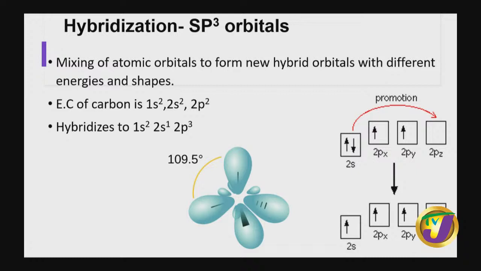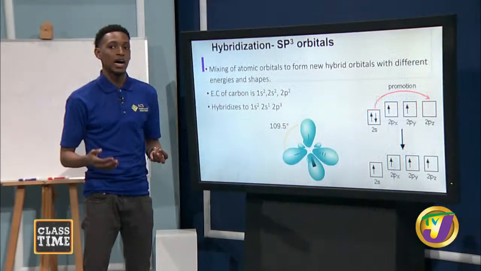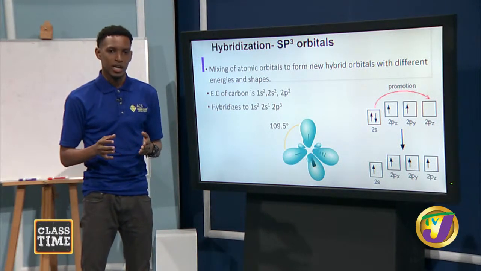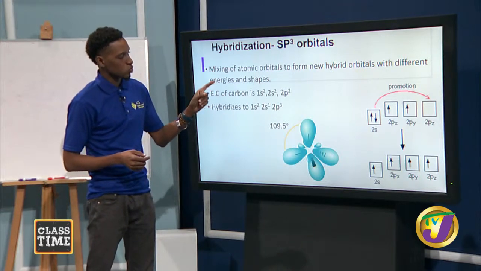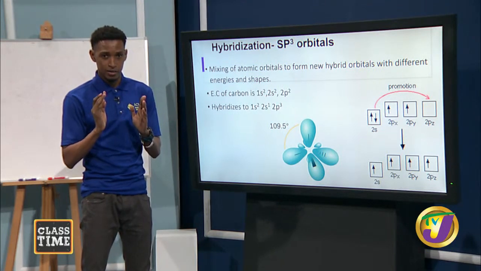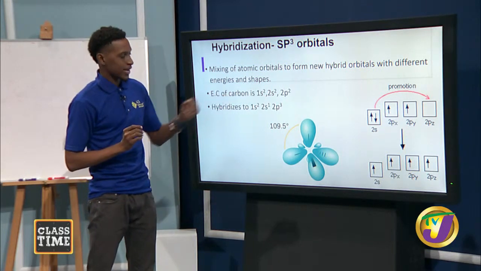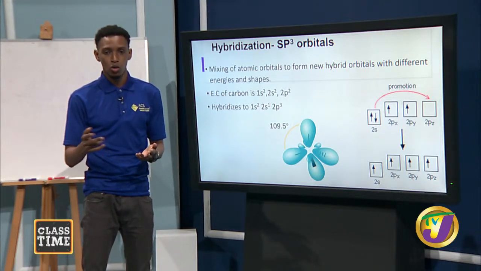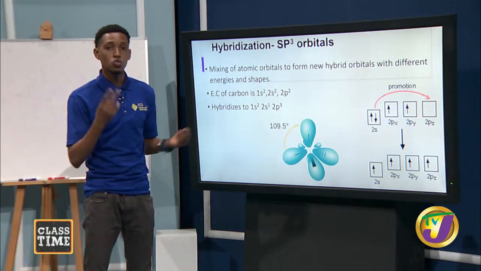Carbon has an electronic configuration of 1s2, 2s2, 2p2. Now, when is an orbital considered stable? An orbital is considered stable if it is completely full or half filled, right? So let's look at the electronic configuration of carbon again. It's 1s2, 2s2, 2p2. And we're focusing on the valence energy level. The 2s is completely full. The 2p is neither filled nor is it half filled. It has 2 electrons in it.